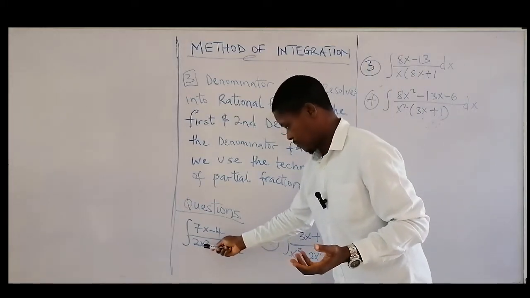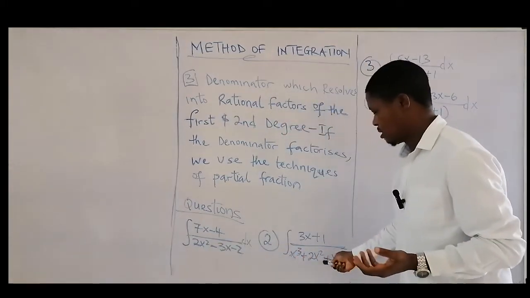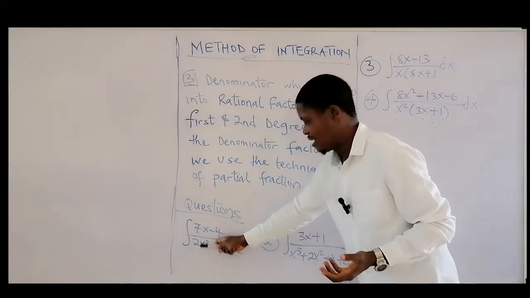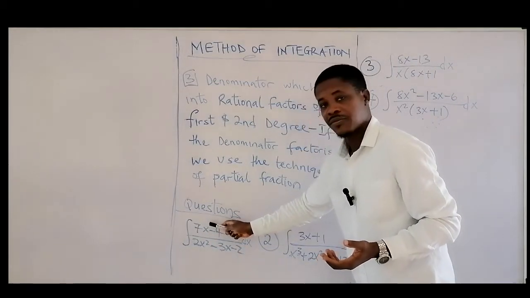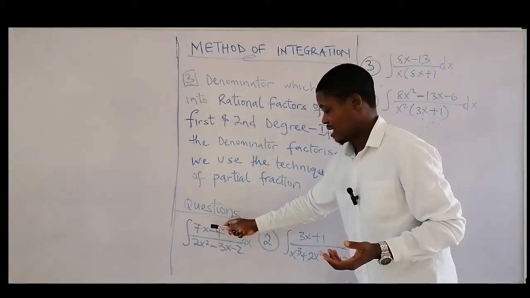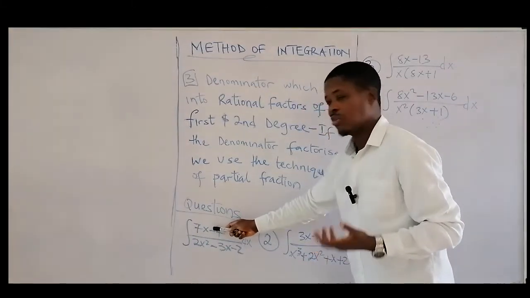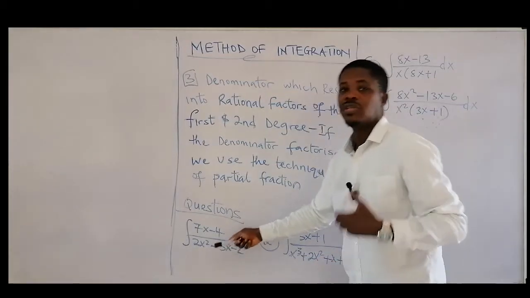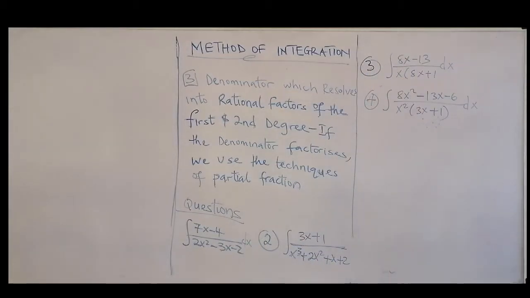You realize that the degree of the denominator is higher than the numerator. But the good thing is that the denominator can be factorized. So let's go on to the solution.